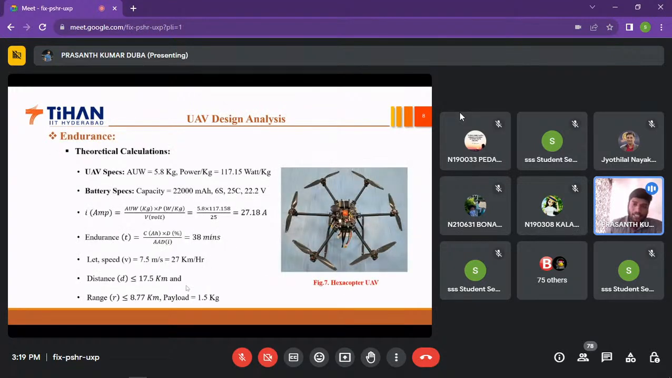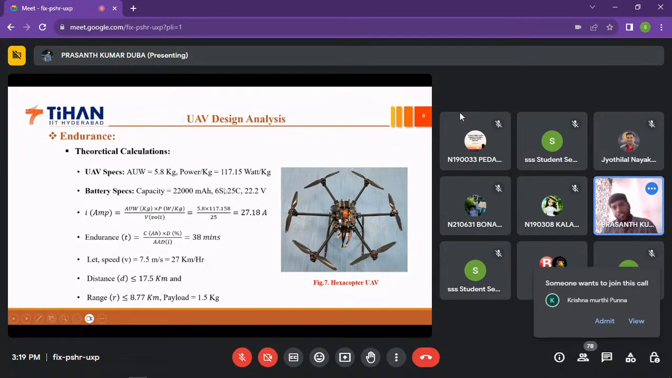So consider this example. Figure 7, I consider as an example UAV. The all-up weight of this one is 5.8 kg, the power required is 117.15, and the battery we are giving is 22 ampere hours, with 6 cells. Each cell I mentioned as 4.2, and 6 cells give a nominal voltage of 22.2 volts. The current you can calculate using these formulas: 5.8 times this is 27.18. The endurance with this calculation is 38 minutes.